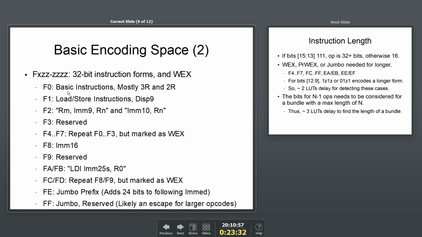The F0 block is most of the basic instructions, mostly 3-register and 2-register forms. There are a few exceptions, but for the most part it's 3-register and 2-register. The F1 block is used for load store instructions, generally with a 9-bit displacement. The F2 block is used for 9 or 10-bit immediates, with the exception of WEX and other things like that, but we'll get to that later. And yeah, F3 and F9 are reserved for probably future ISA features, but they're not used yet.